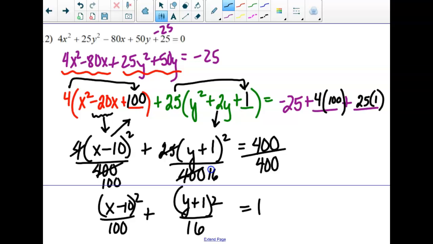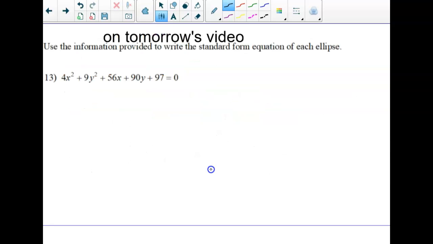All right. Which way is this longer, up and down or across? Across, right? Because a squared is the bigger number and it's under the x term. Everybody okay? All right. I want you to do number 13 right now.